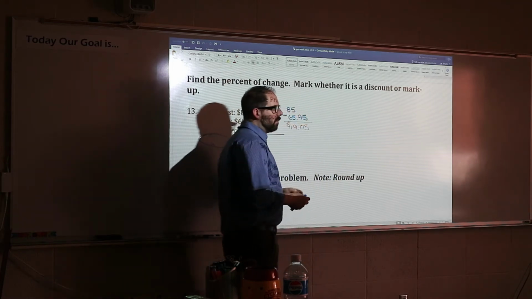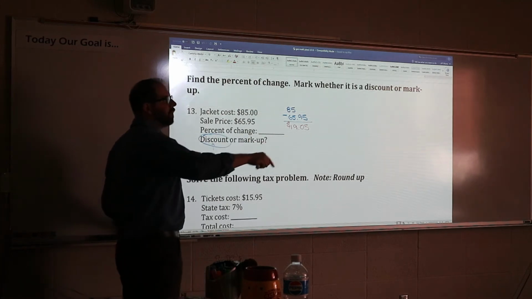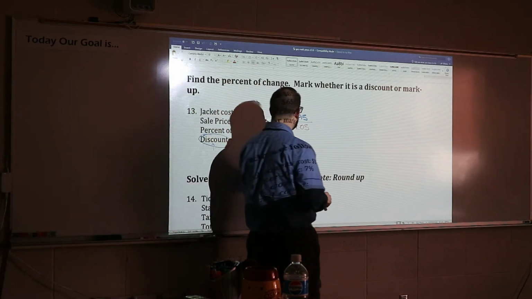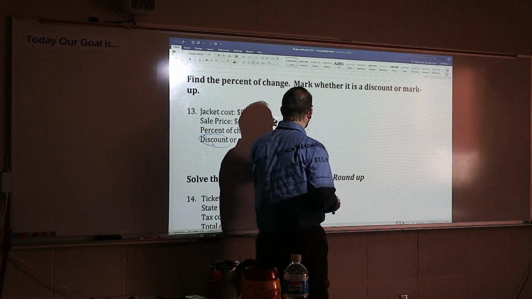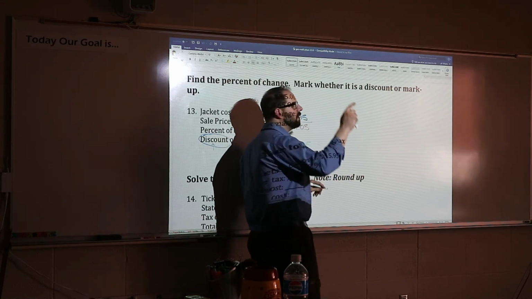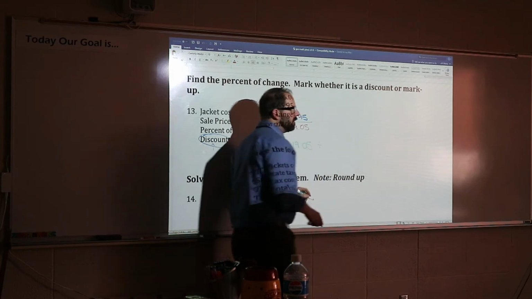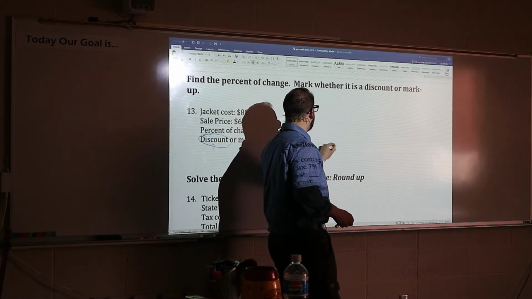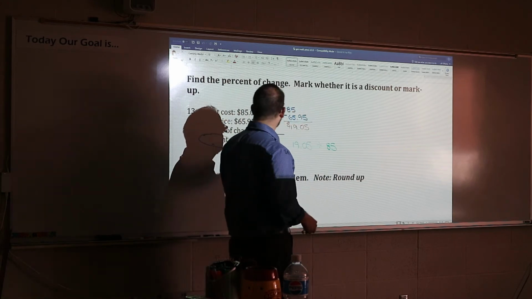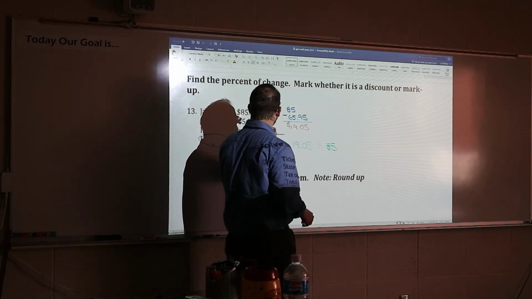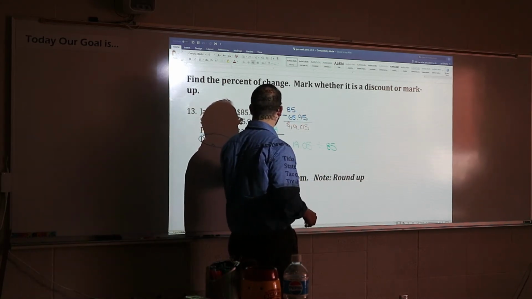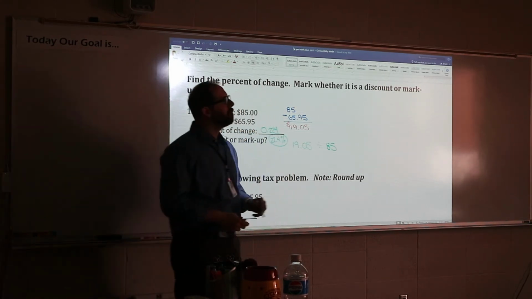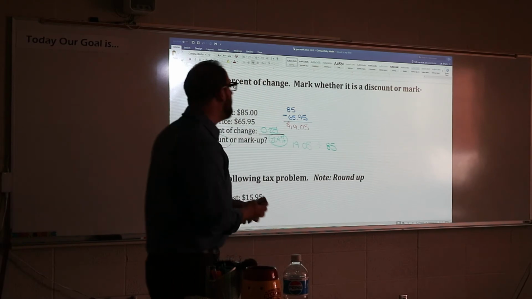All you have to do now to figure out the percent of sale is take $19.05 and divide it by the original price of your jacket before the sale. 85. You always divide by the original price. 0.224, which is 22.4%. That was a 22% sale. Not a bad sale.